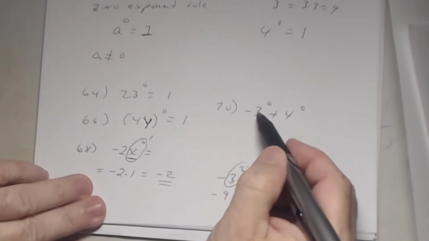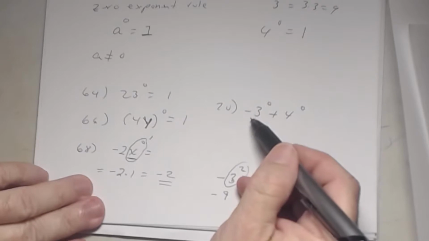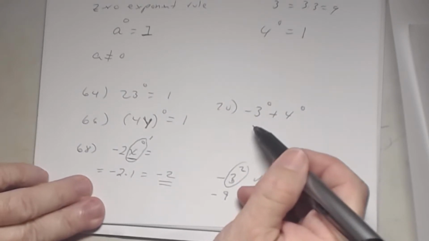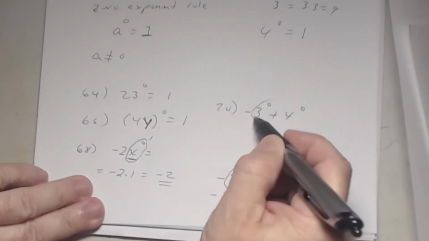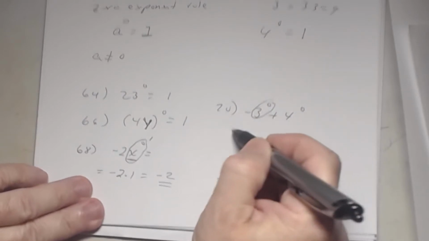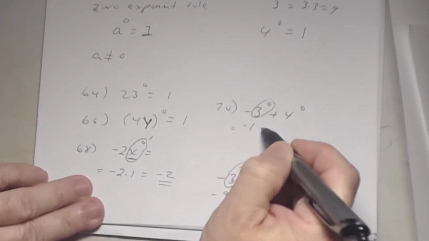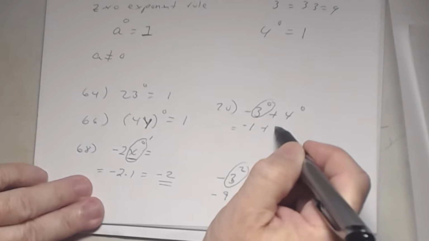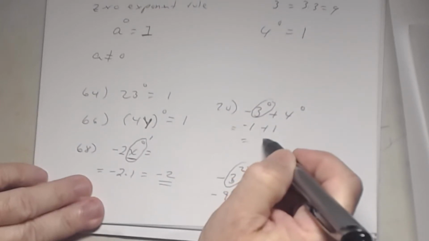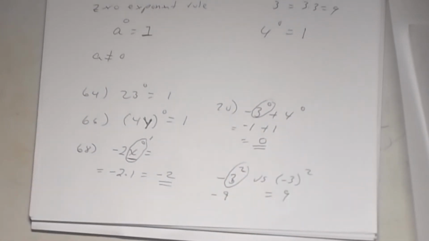So what's being raised to the 0 power here? Is it negative 3 or is it 3? 3 only. So what's 3 to the 0 power? 1, so this becomes negative 1 plus, and what's 4 to the 0 power? 1. And so what's negative 1 plus 1? 0. So the answer is 0.